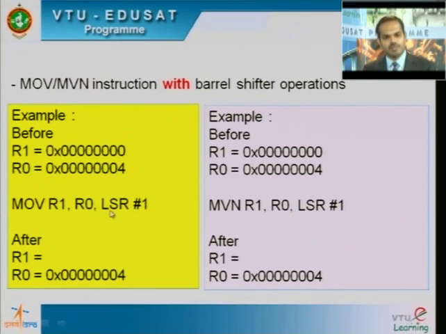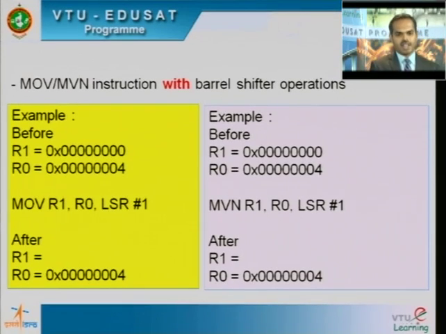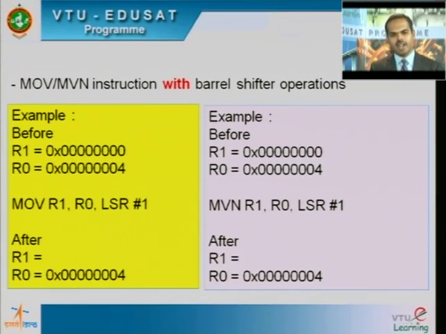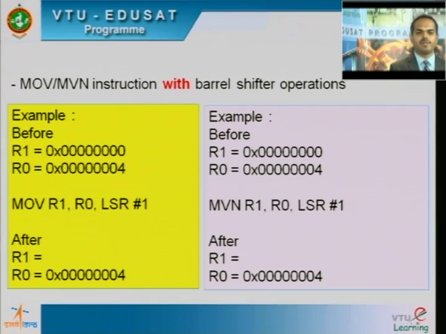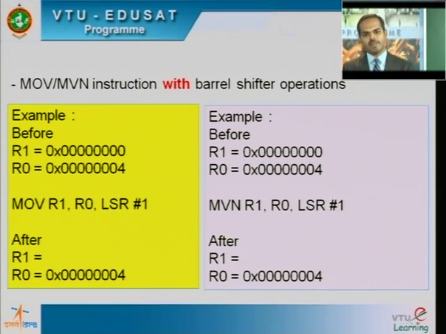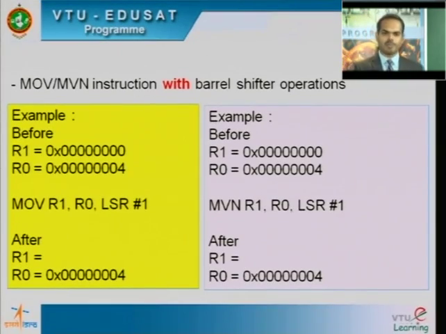Logical shift right means divide by 2. Logical shift left means multiply by 2. I will repeat it again. Logical shift right means divide by 2. Logical shift left means multiply by 2.